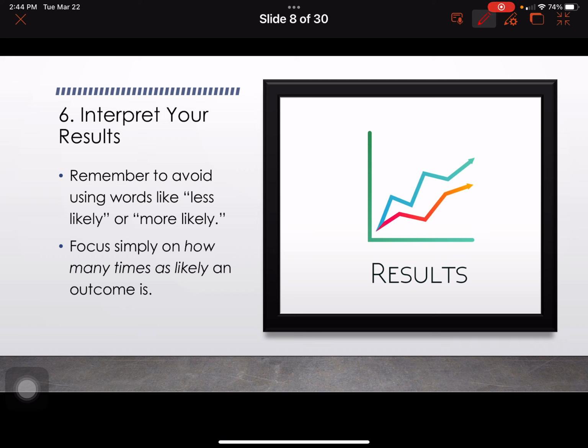The next step in working through word problems is to interpret your results. Remember to avoid words like less likely or more likely when reporting risks or odds ratios. Focus simply on how many times as likely an outcome is.